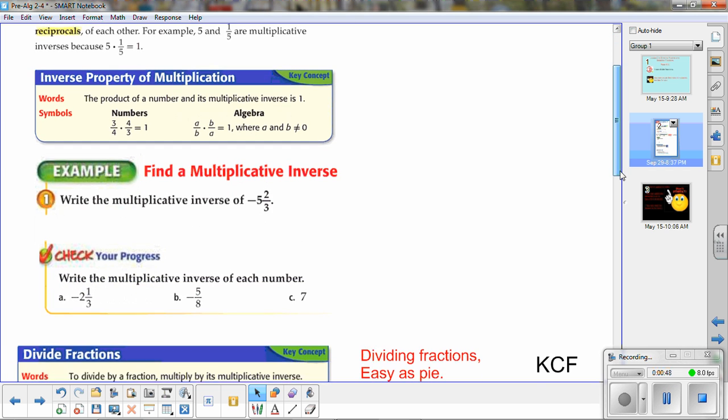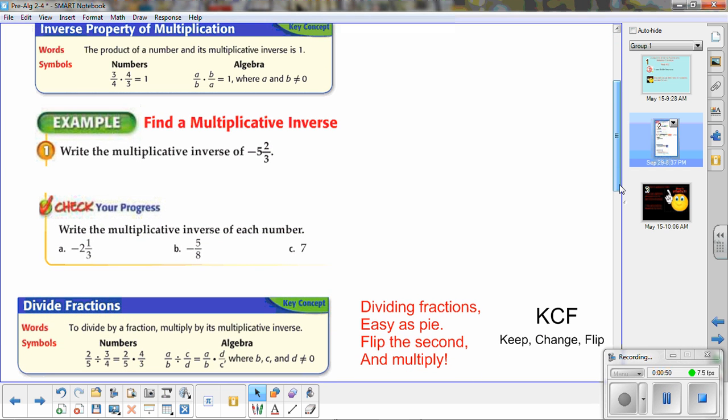So our first example asks us to find the multiplicative inverse of -5 2/3. Before we can do that, we need to first change the mixed number to an improper fraction. Remember, you do that by going times plus, keep the same denominator. So 5 times 3 is 15, plus 2 is 17. Keep the denominator the same. And this was a negative, so I'm going to make sure to put a negative here.